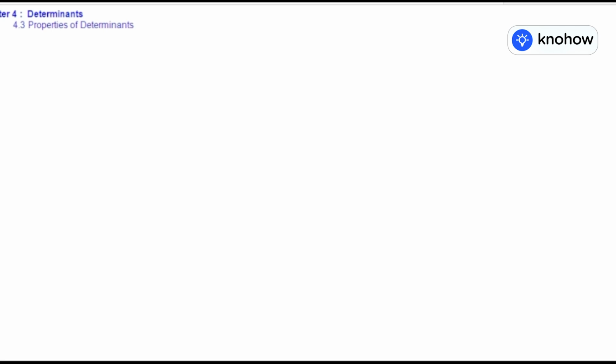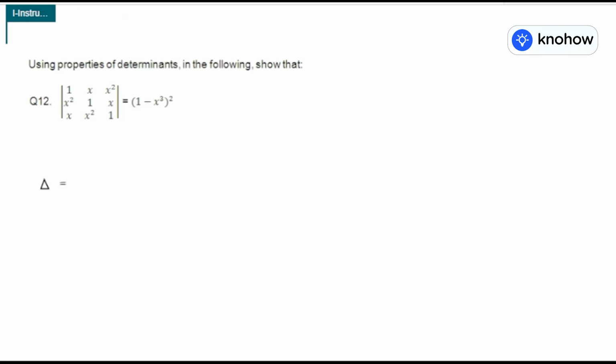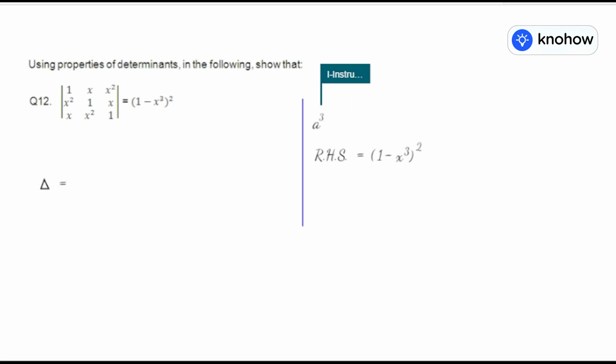Using properties of determinants, show that the given determinant equals (1 minus x cubed) whole squared. Before I start on the given determinant, just look at the right hand side: you have (1 minus x cubed) whole squared. Now, what pattern is this 1 minus x cubed? It is of the type a cubed minus b cubed.